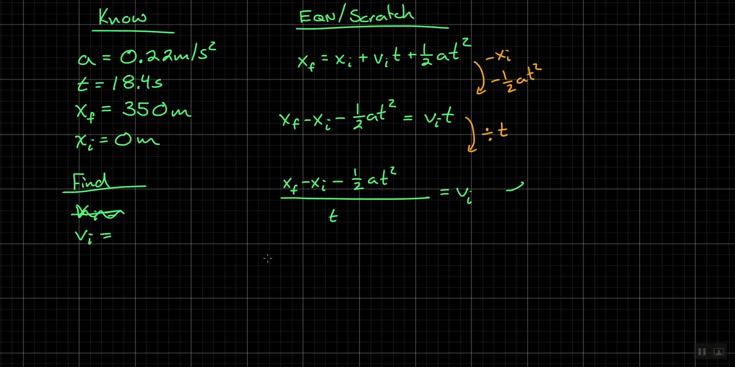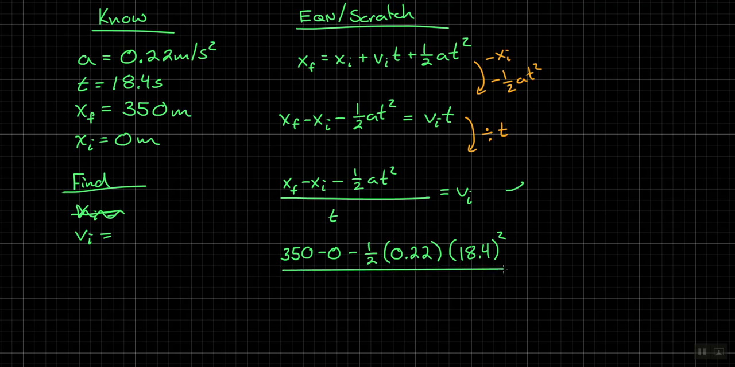But let's try. What's x sub f? So we get 350 minus x sub I is 0 minus 1/2. Acceleration was 0.22. And time was 18.4, and we're going to square that. And divided by what? I think I quietly heard time, but I'm going to write 18.4.